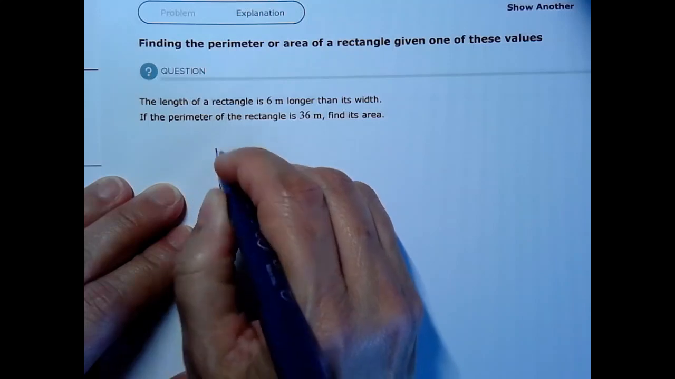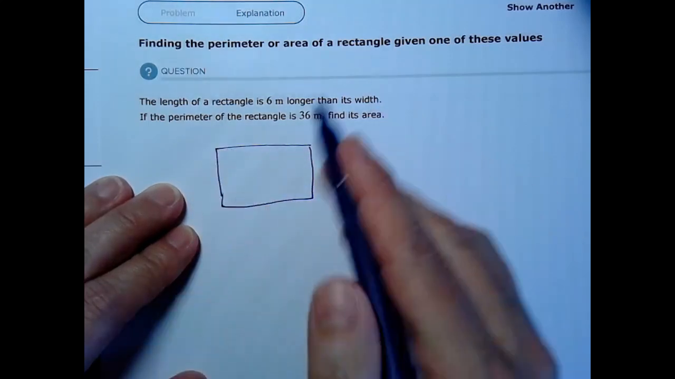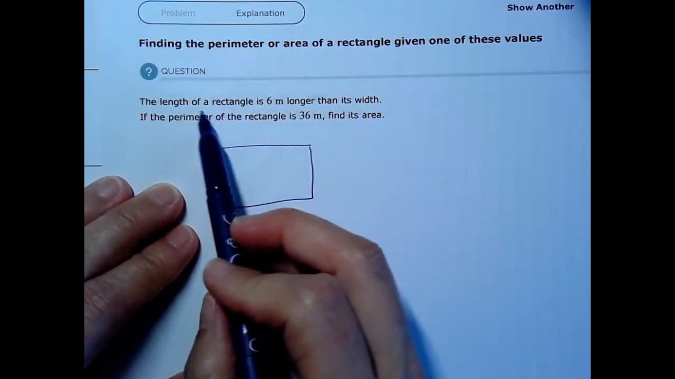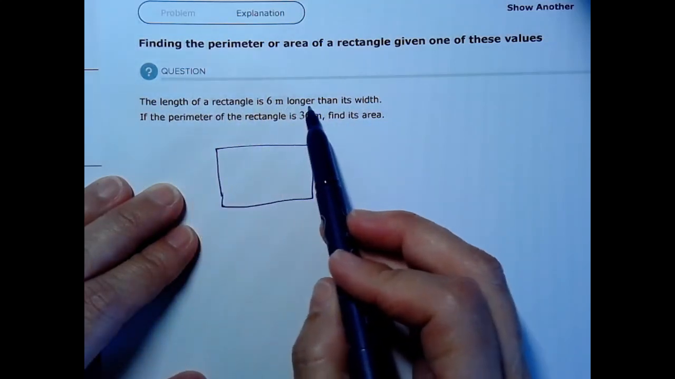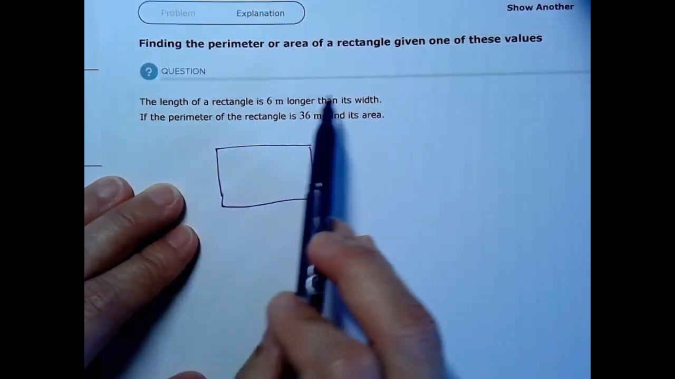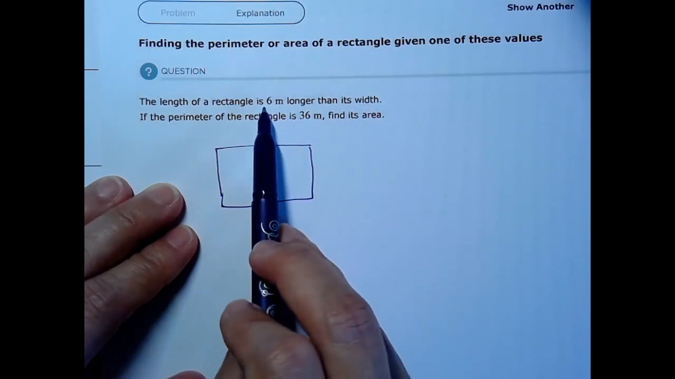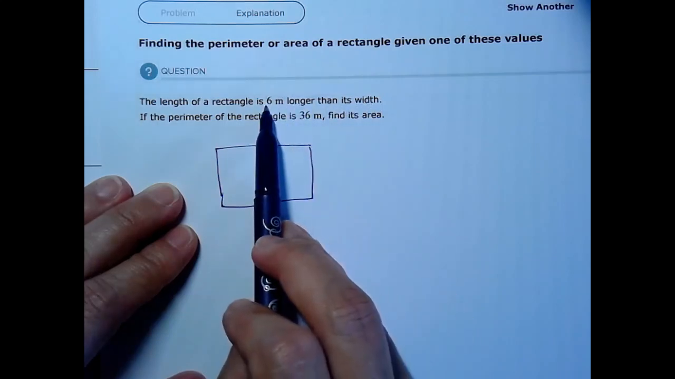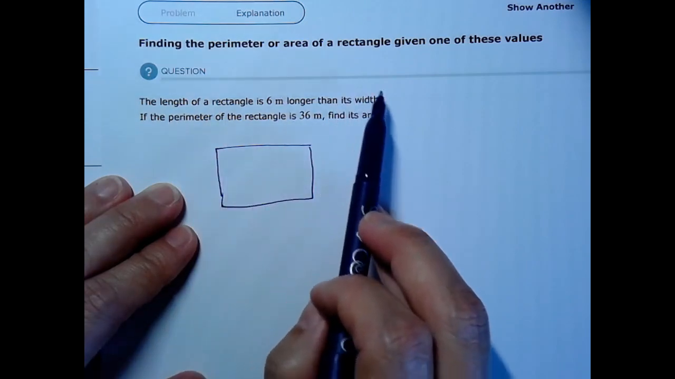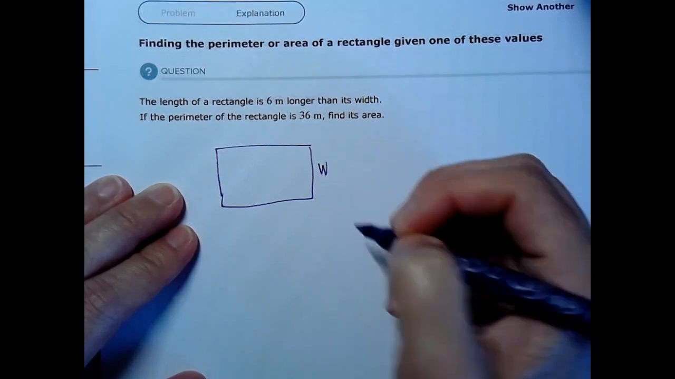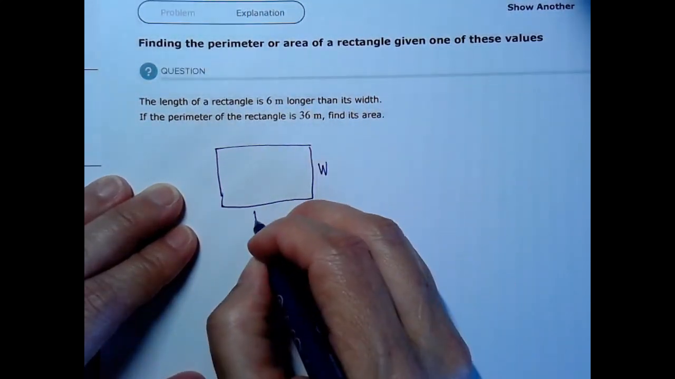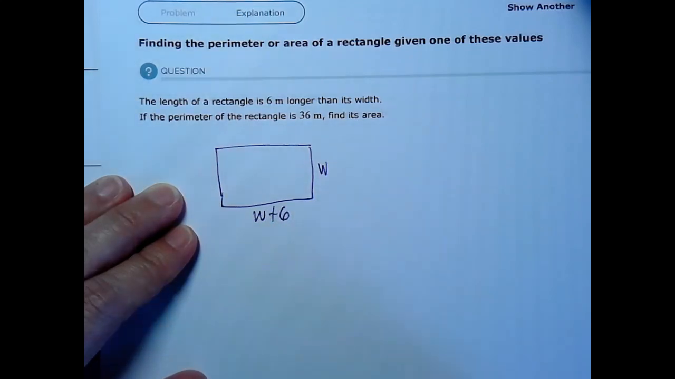The first thing I like to do is draw a rectangle, and then I look at the problem to see what I know. It says the length of the rectangle is 6 meters longer than the width. So for me to be able to find the length, I have to know the width, and then I could add 6 and get the length. The base thing that I don't know is the width. So I'm going to put a W for the width, and the length is W plus 6.